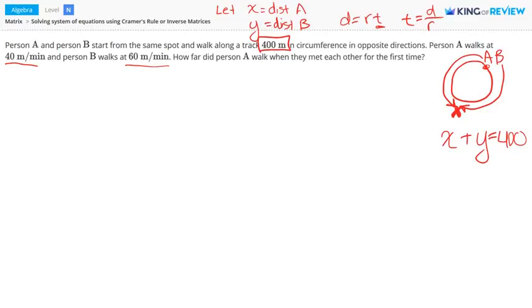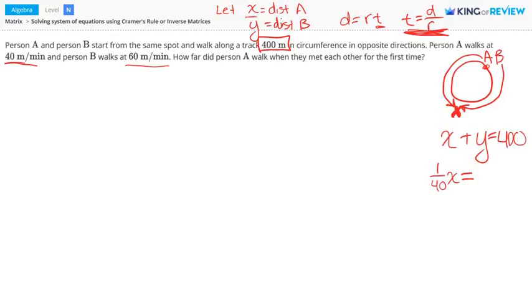Let's consider the time for Person A. So that's distance over rate. What's the distance Person A walks? Well, we're calling that x. So x over the rate. The rate is 40. So we have x over 40. Another way of writing that is 1 over 40 times x. And this is going to be equal to the time Person B spends walking.